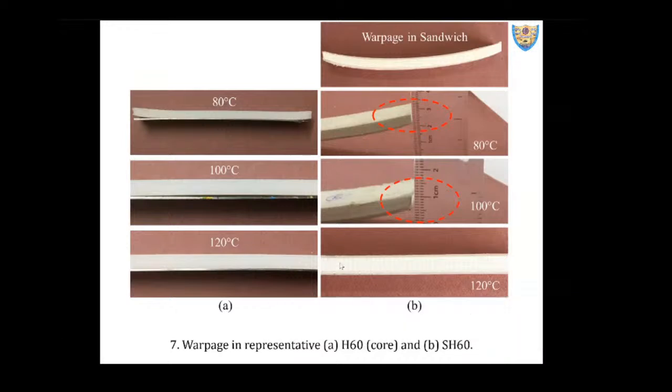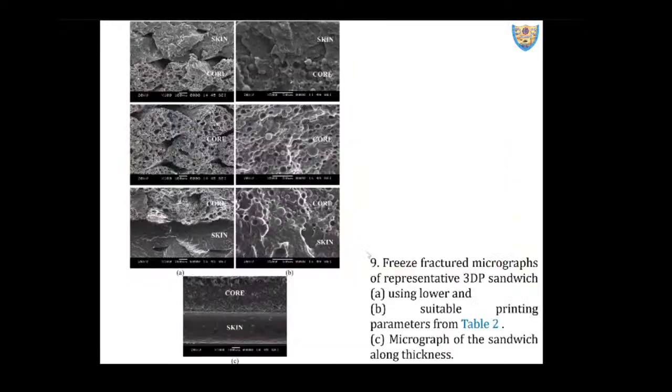This figure 9C is a micrograph of the sandwich along thickness. You can see a core and skin. The composition is different. Here we have microballoons. Here we don't have any microballoons. So once you choose a suitable parameter, this is what the perfect fusion looks like.